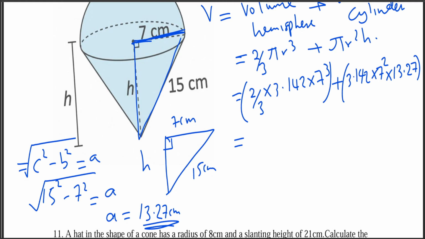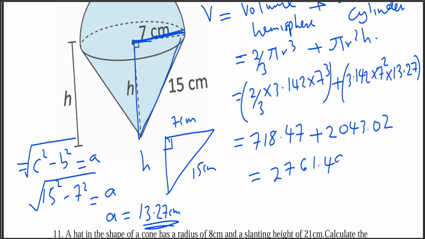So 2/3 times 3.142 times 7 cubed, and it's going to give you 718.47 plus, so 3.142 times 7 squared times 13.27 is going to give you 2043.02. Therefore, you add these ones, 2761.49 centimeter cubed, and that is the answer.